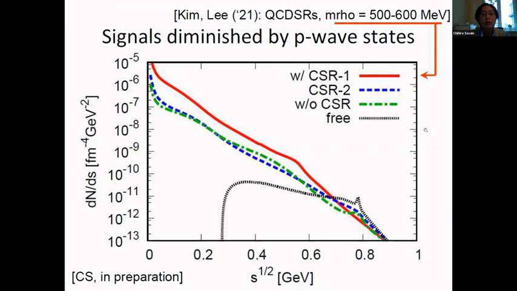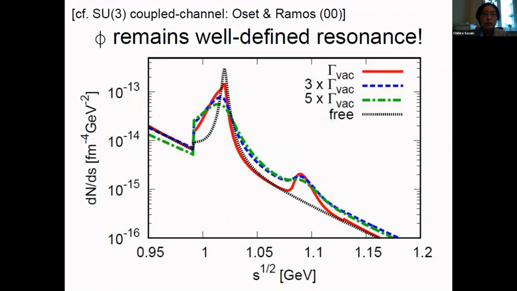So what about the phi meson? The phi meson is very different from the rho meson because, according to many previous computations done so far, the phi meson remains a well-defined resonance. But still it's nice as a case study to see the effect where the vacuum decay width of the phi meson is multiplied by some constant factor like 3 or 5, and I can find those numbers in the literature. And as expected, again, it's broadened, right? But still we see the additional contribution around 1 GeV here, and also a systematic upward contribution everywhere above 1 GeV.